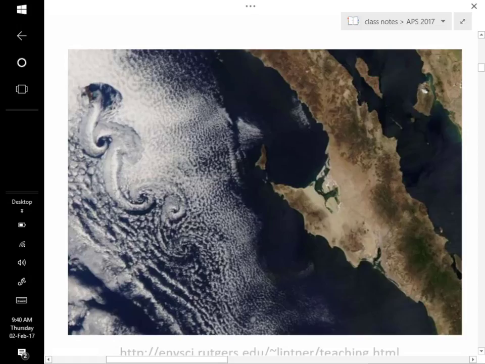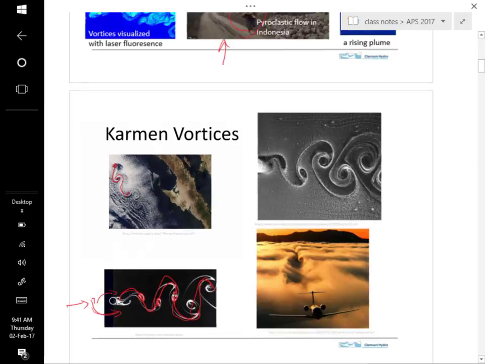Satellite photograph. Here's an island, and you can see these really pretty fantastic Kármán vortices being shed off of this island. And I don't know, for scale, it looks like this is hundreds of kilometers. Okay, so we've got this pattern of vortices that get shed off of this island. This is the largest scale one that I could find.